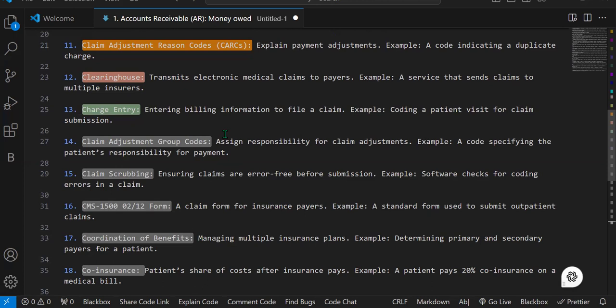So if you want to submit outpatient claims to the insurance company, then this claim, CMS 1500, will be used.